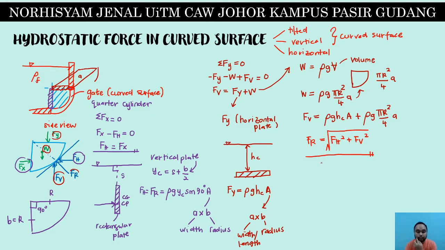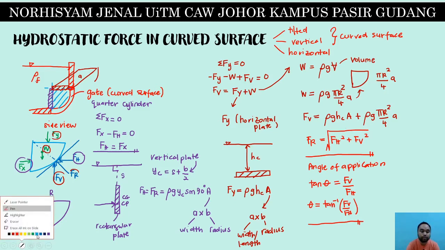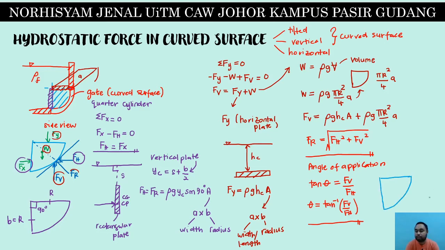And another one, we call it the angle of the direction, or angle of application. For this one, we use tan theta is equal to Fv over Fh. So theta is equal to inverse tan of Fv over Fh. Alright, so what does the theta represent? For example, this is the volume that we have just now. The theta will represent the angle between Fr and also Fh.